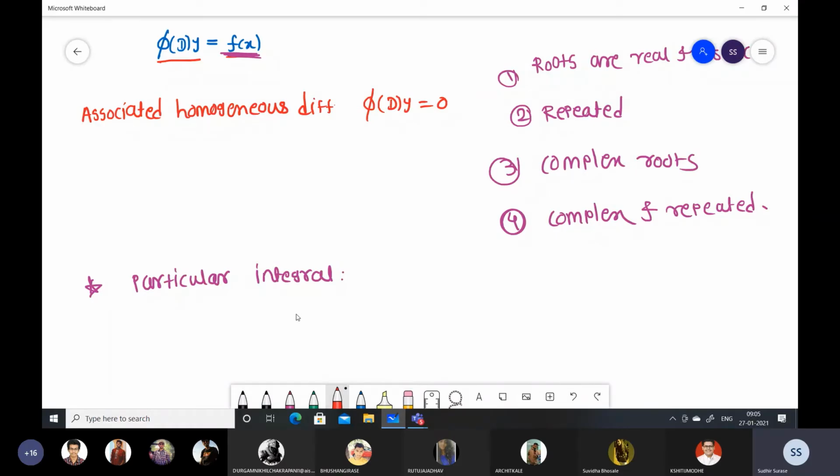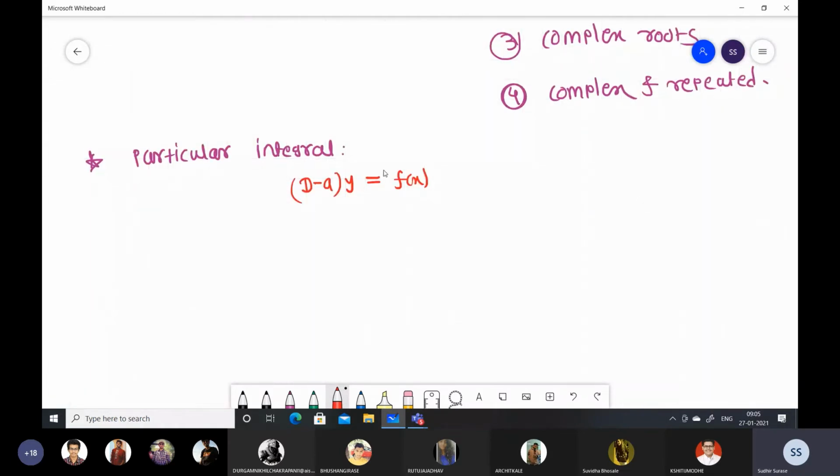If we have something like this operator auxiliary equation, for example, if you are dealing with a differential equation of this kind, (D minus a) times y is equal to f of x, then we have to write the particular integral as y_p is equal to 1 upon (D minus a) f of x.